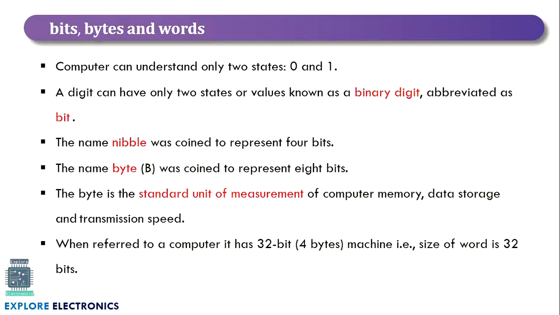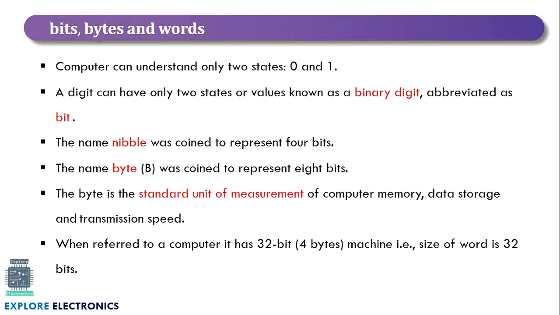Now let us understand what are bits, bytes and words. The computer only understands zeros and ones. This 0 and 1 is nothing but a bit. It is a binary digit. One binary digit is nothing but a bit. If we require 4 bits to represent any data, these 4 bits are called a nibble. And if we are using 8 bits to represent any data, then those 8 bits together we call a byte.